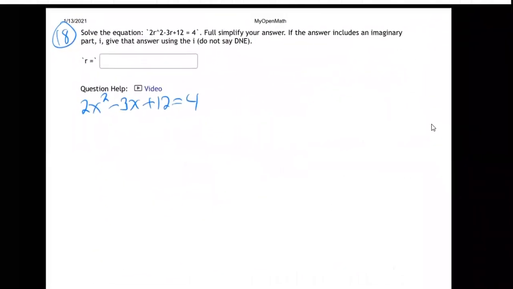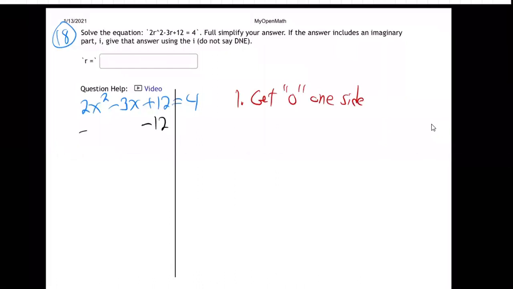So step number one: get a zero on one side. To get a zero on one side, I'm going to subtract 12 from both sides. Cancels that out. Oh, what am I doing? You don't subtract 12. I'm being crazy here. I am losing my brain. Not subtract 12. I've got to subtract 4, right? To get a zero, I've got to subtract 4.